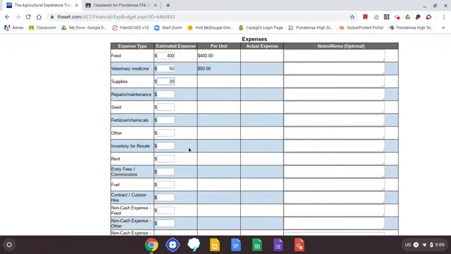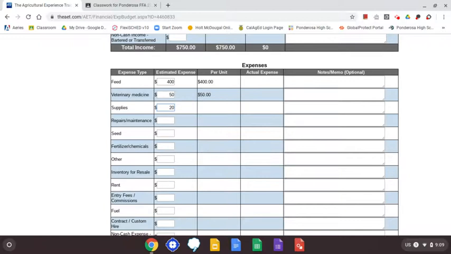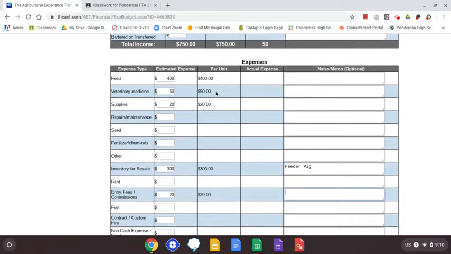And this is where it gets confusing. Where do I buy the actual pig to start with? So it's down here where it says inventory for resale, meaning you're buying something that you're going to put in your inventory, but you know you're going to resell it later to someone else. You're not planning to keep it. So this is where the feeder pig goes. So let's say you're going to spend $300 for your feeder pig. Okay, and we'll put a little note over here. Okay, that's what that's going to cost you. Entry fees are commissions. Let's say you're going to pay $20 in entry fees. Okay, so those are my basic expenses.